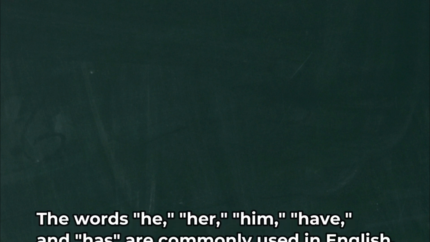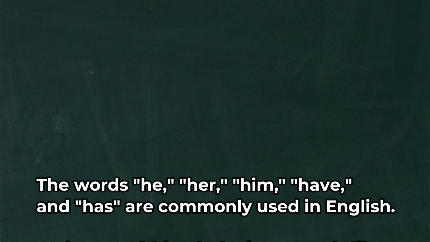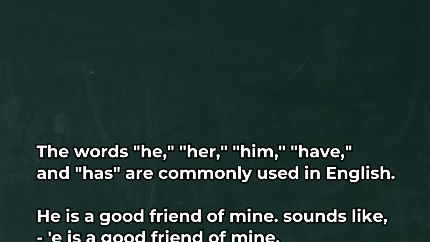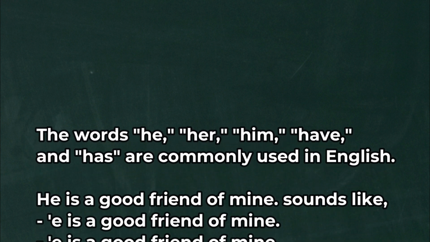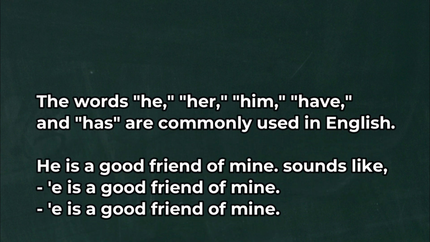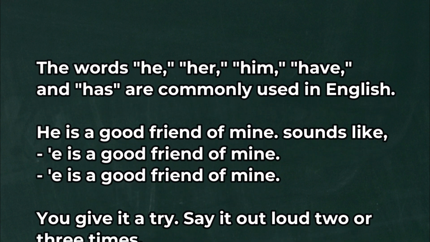The words he, her, him, have, and has are commonly used in English. He is a good friend of mine. Sounds like he is a good friend of mine. He is a good friend of mine. You give it a try. Say it out loud 2 or 3 times.